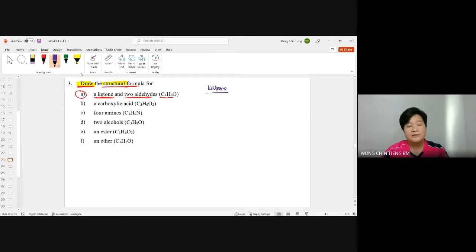Ketone, how do we start? We always start with the functional group of the ketone, or what do we call that? Homologous series of the ketone. I have 4 carbon, 8 hydrogen and 1 oxygen. And knowing that ketone is a C double bond O bonded directly to carbon, I will start off with what I have on the screen. And then knowing that I have C4H8O, I already used 3 carbon. So I am left with 1 carbon.